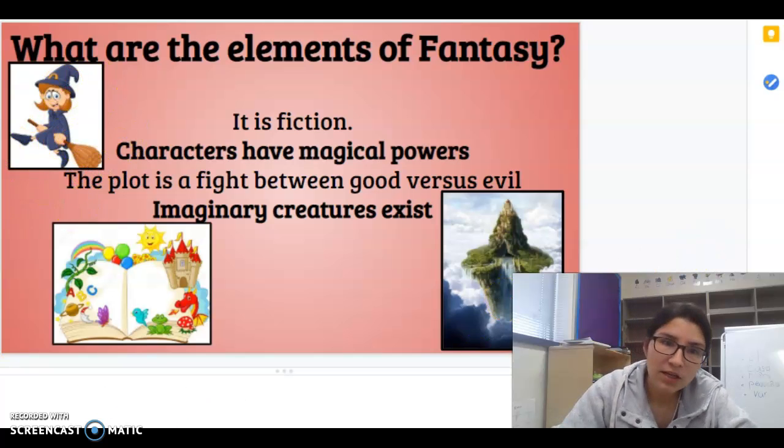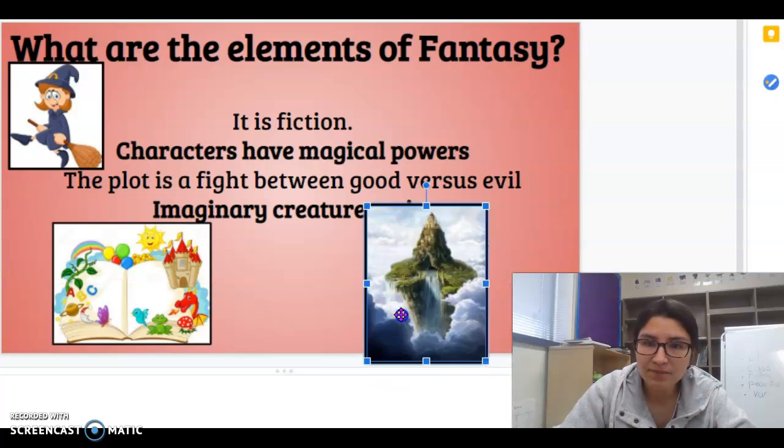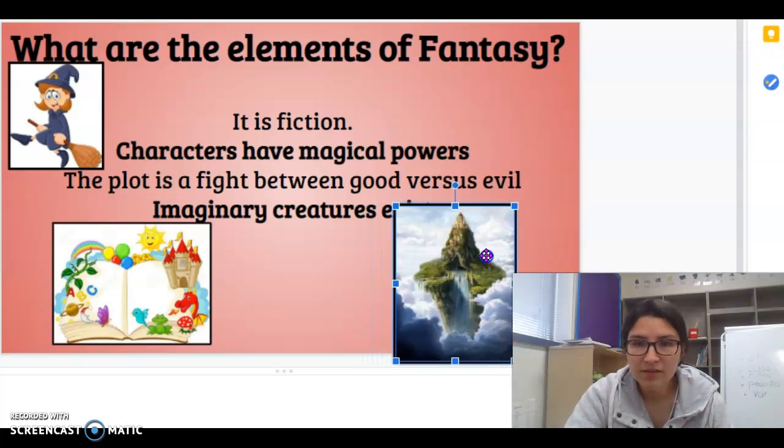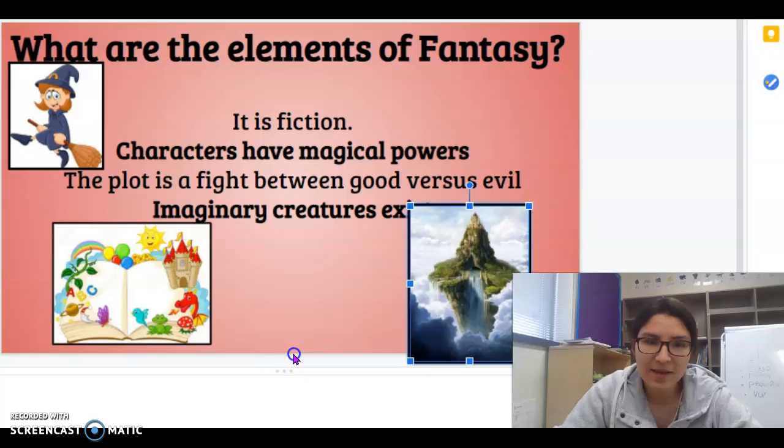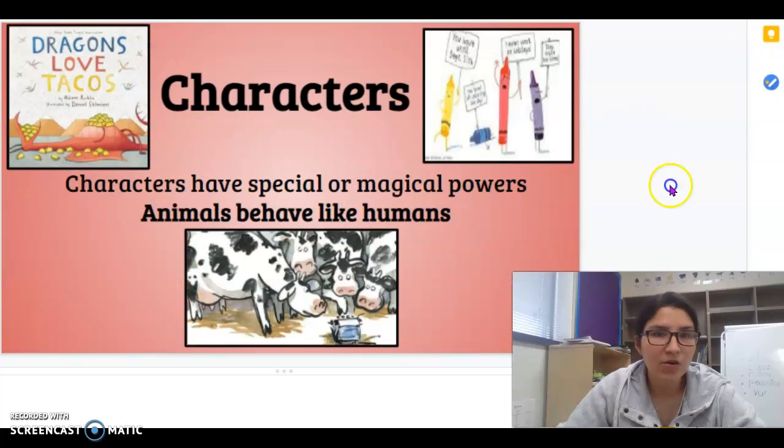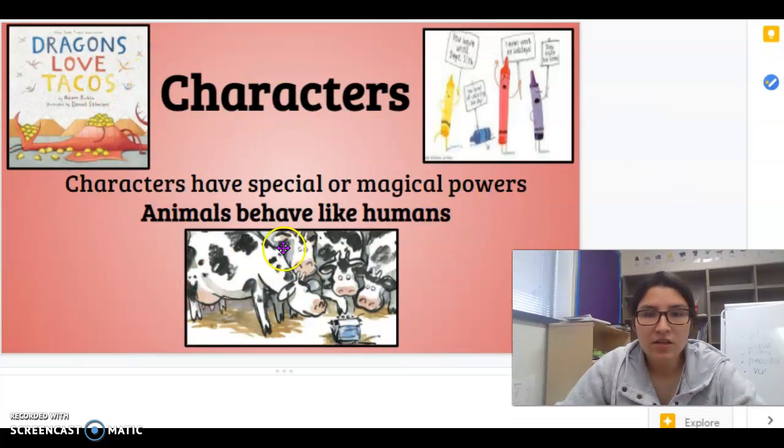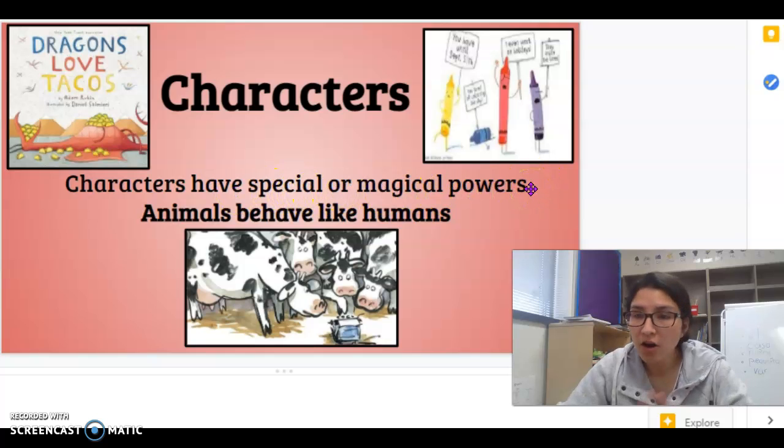So here's a witch on a broom. Here is a castle in the clouds with a waterfall coming down. And then right here is just an example of different little things that you would find in a fantasy. So let's talk about characters. So characters have special or magical powers. Not all the time, but a lot of times in fantasies you'll see that.